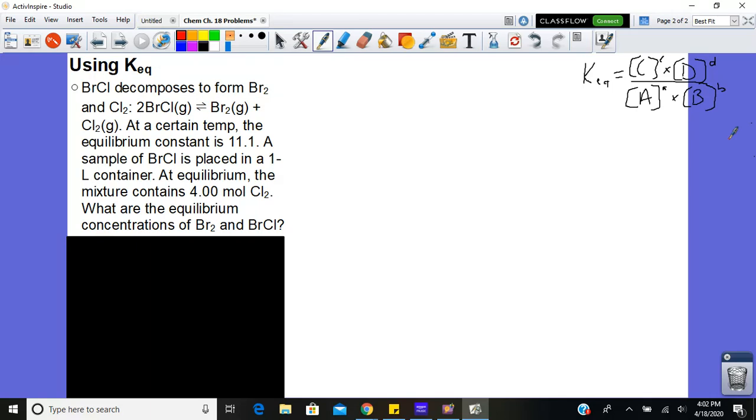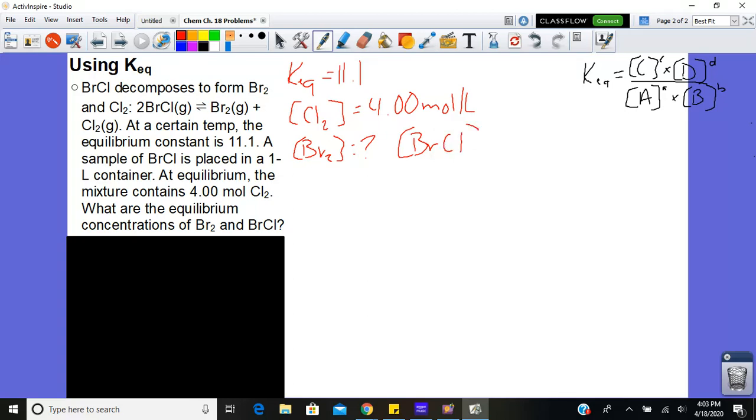So let's start with what we know. It says our equilibrium constant, so that'd be KEQ, is 11.1. And at equilibrium, the mixture contains 4.00 moles of chlorine, which means my concentration of chlorine, since it is a 1 liter container, would be 4 moles per liter. I am trying to find my concentration of bromine and the concentration of bromine chloride.